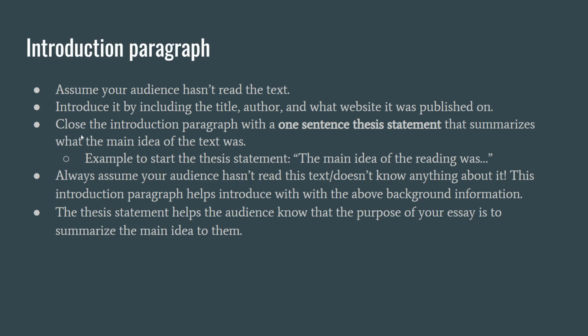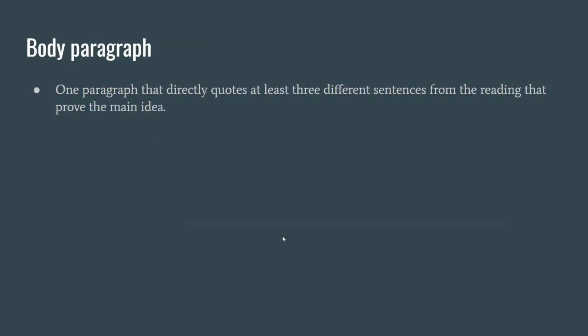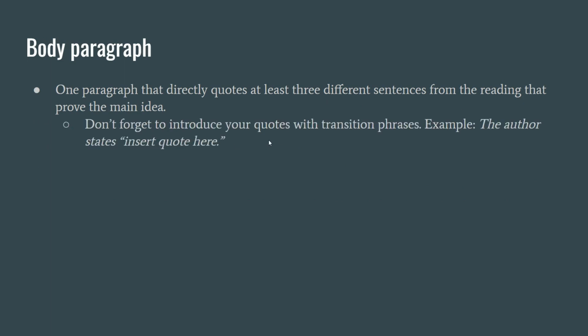Don't forget your thesis, it's critical because it helps the audience know, oh, the rest of this essay is going to summarize what the main idea of the article was. That thesis dictates what type of essay you're writing. So it's so important. You got a body paragraph, just one. We're going to keep it simple. One paragraph that directly quotes at least 3 different sentences from the reading that prove what that main idea is that you're writing about. Don't forget to introduce your quotes here with what we call transition phrases.